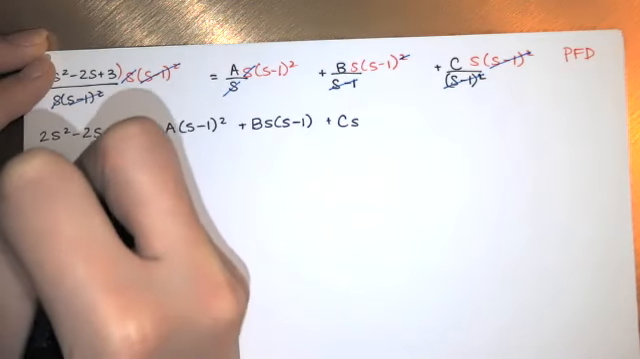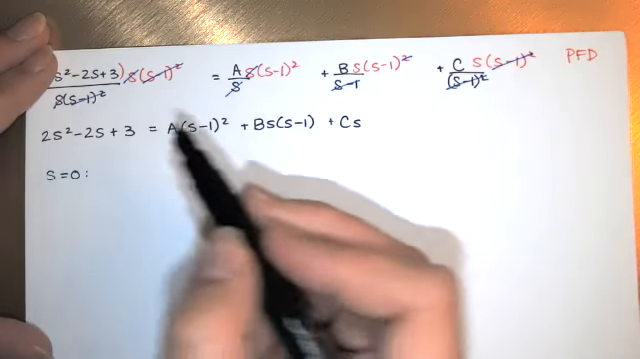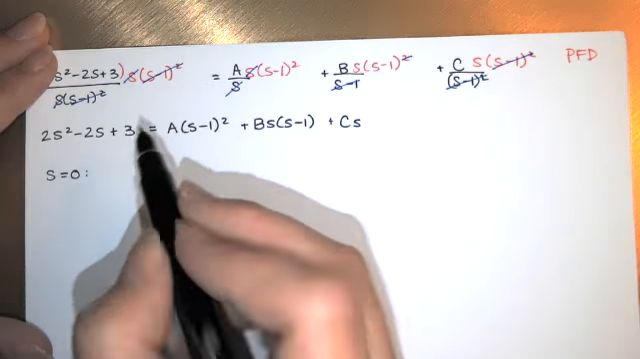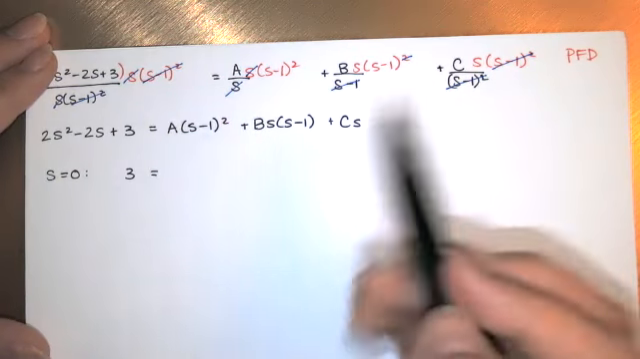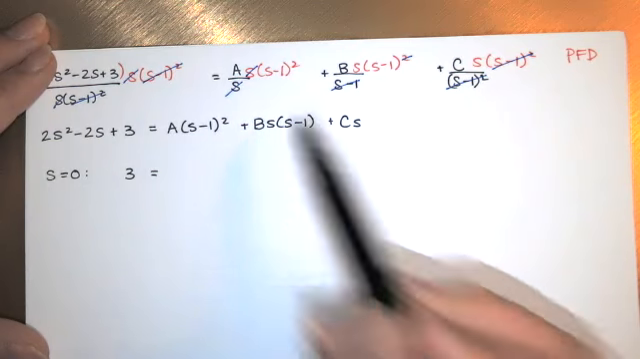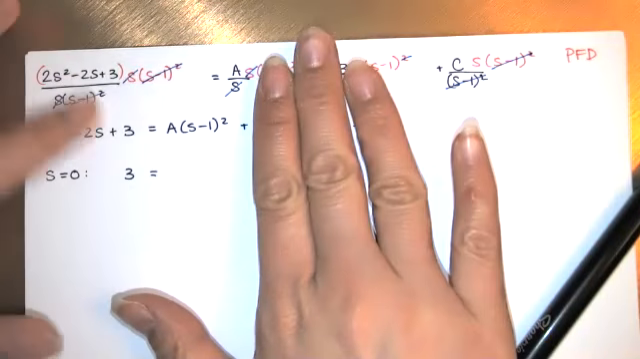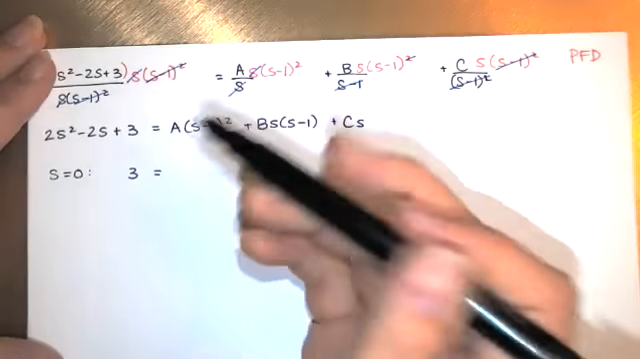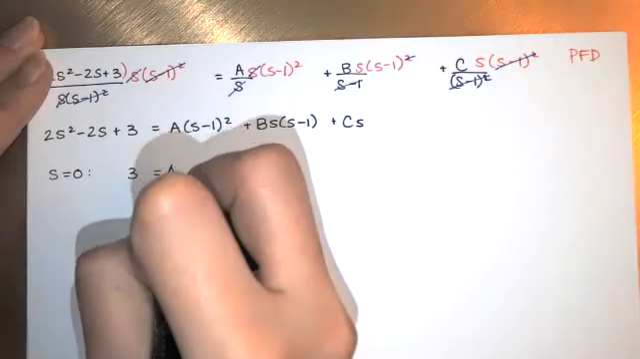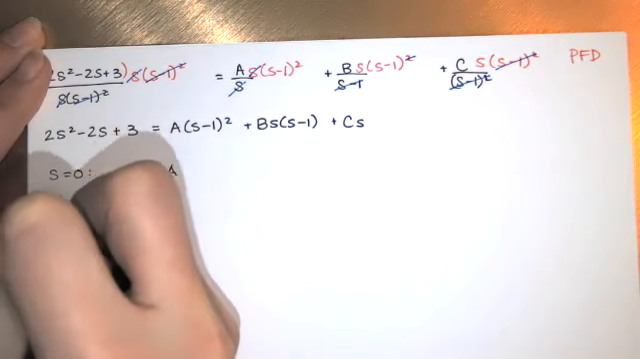So I'll choose s equals 0. In that case, I end up with 2 times 0 squared minus 2 times 0. So those are going to be 0. Plus 3, so that's 3, equals the expression over here on the right. If s equals 0, this is b times 0, which is 0. And that's c times 0, which is 0. So these guys are gone, and we just end up with this guy. So we end up with a times 0 minus 1. That's -1 squared. -1 times -1 is +1. So I just get a equals 3. That's really nice. Very convenient.